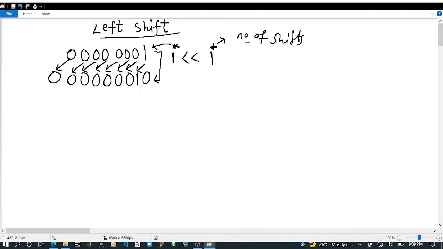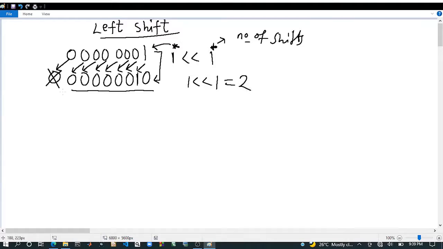So if we count the number of bits we have: 1, 2, 3, 4, 5, 6, 7, 8, 9. We have 9 bits, but we're using 8-bit storage, right? So for an 8-bit storage, we would disregard this most significant bit. So this will be the result of the left shift operation. And this binary number, when you convert it to either decimal or hexadecimal, the value is going to be 2. So 1 left shift 1 equals 2.